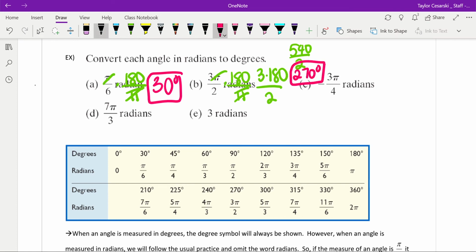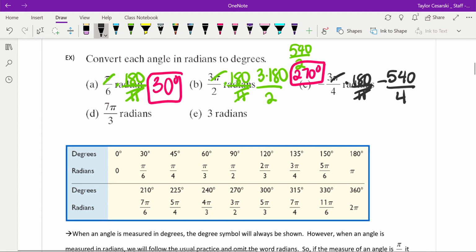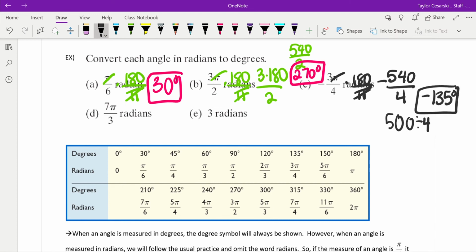Alright, negative 3 pi over 4 times 180 over pi. So we just said that 3 times 180 was 540, divided by 4, and we know that's negative. We've got to carry that negative with us. So if we divide that by 4, what's 500 divided by 4? That would be 125. 125 plus 10 is negative 135. Okay, so it just takes a little bit of algebra there.